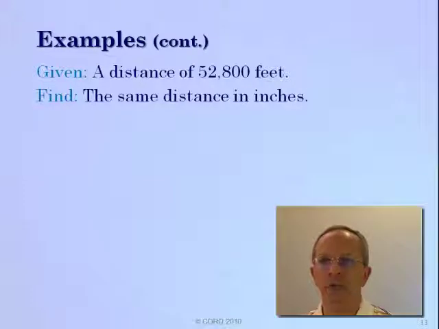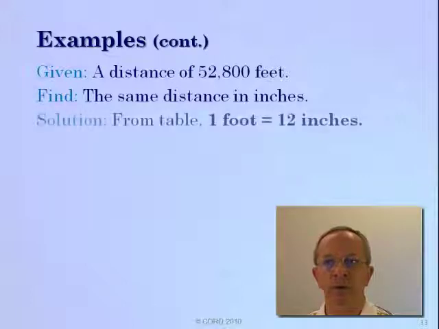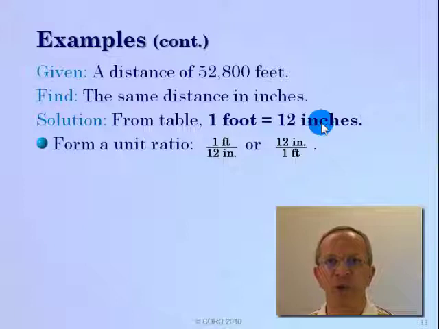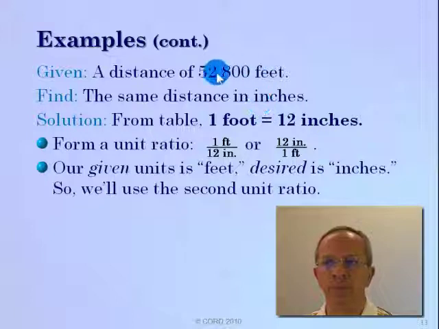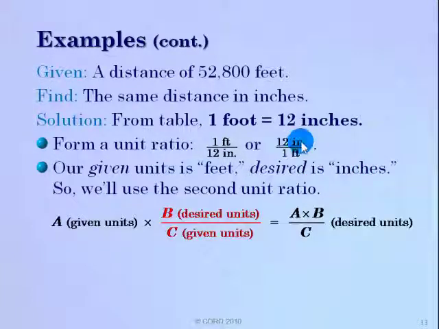Here's another example. Suppose we have a distance of that 52,800 feet and we'd like to find the same distance in inches. Well, this is just another application of a unit ratio. From the table of conversion factors, we can see that 1 foot equals 12 inches. And again, we can form one of two unit ratios, either 1 foot over 12 inches or 12 inches over 1 foot. Which one should we pick? Well, our given unit is feet, 52,800 feet, and the desired one is inches, and so we will pick the second one again, just like before, 12 inches in the numerator.